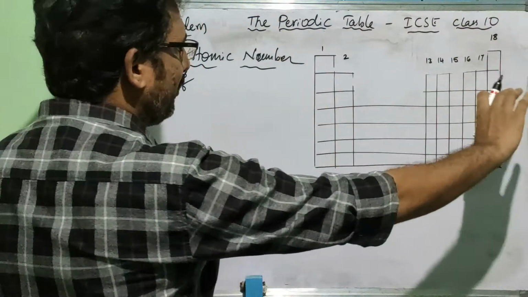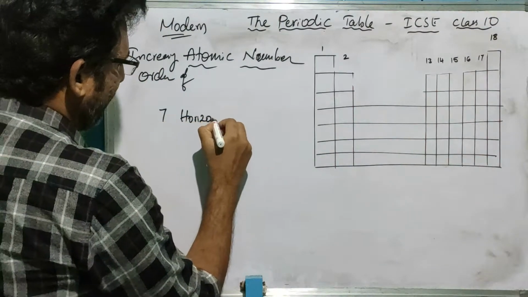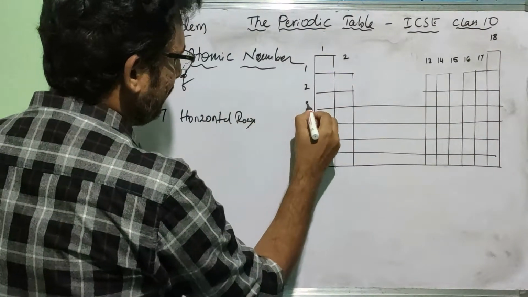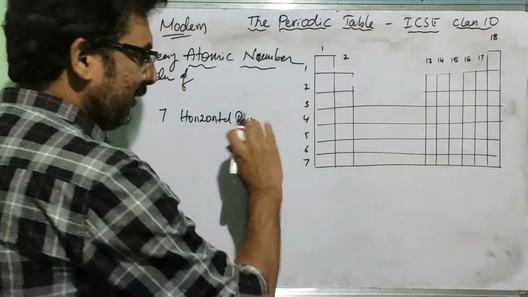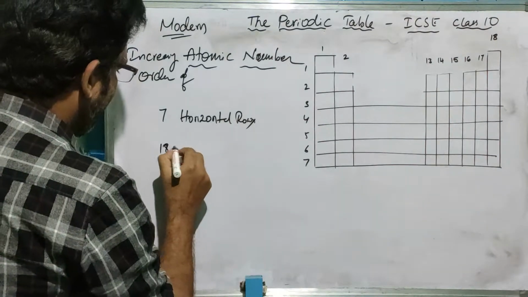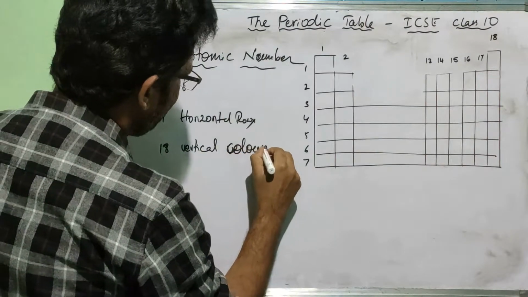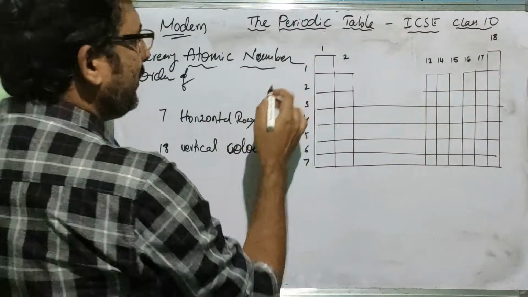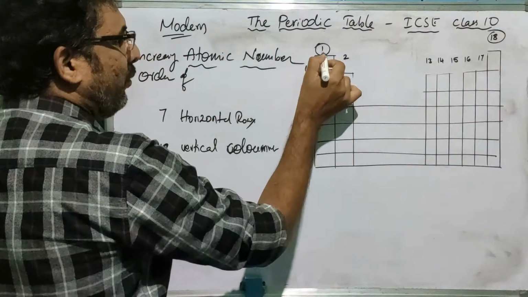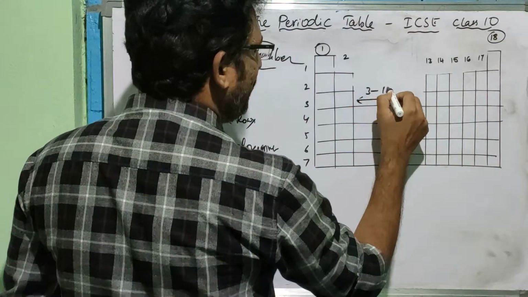In this periodic table, there will be 7 horizontal rows. So this is 1, 2, 3, 4, 5, 6, 7. Seven horizontal rows you can see over there, and 18 vertical columns. Here you can see vertical columns from 1 to 18. Here you can see 1, 2, and here you will have vertical columns 3 to 12.